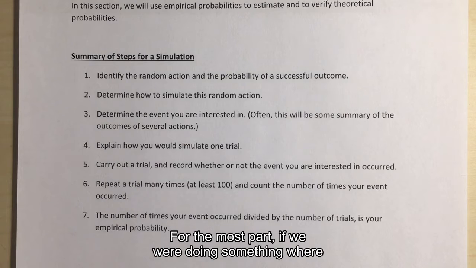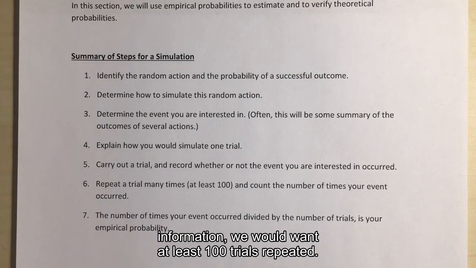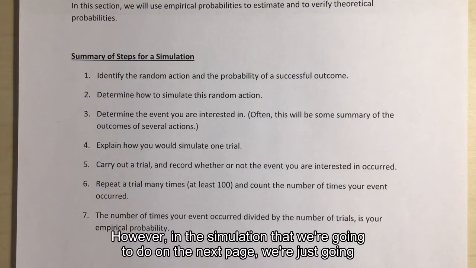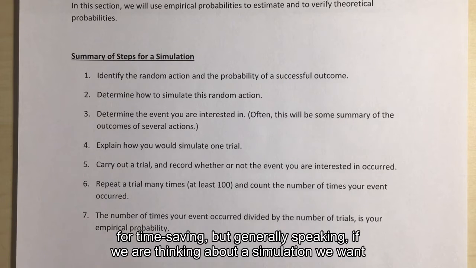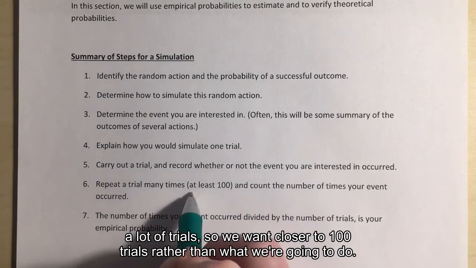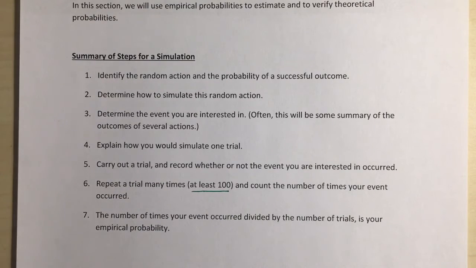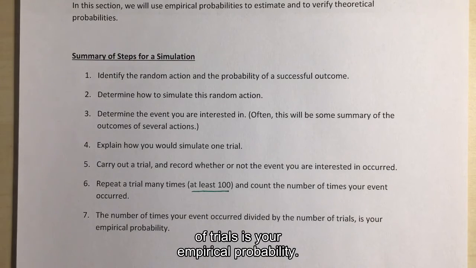For the most part, if we were looking for more accurate statistical information, we would want at least 100 trials repeated. However, in the simulation on the next page, we're just going to pick 10, only to save time. But generally speaking, if we are thinking about a simulation, we want a lot of trials, closer to 100 rather than what we're going to do. The number of times your event occurred divided by the number of trials is your empirical probability.